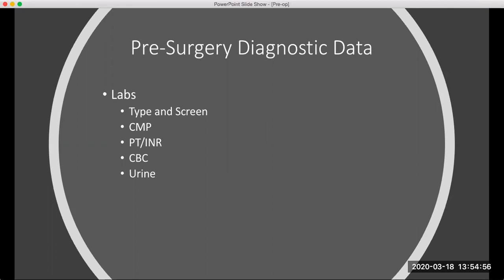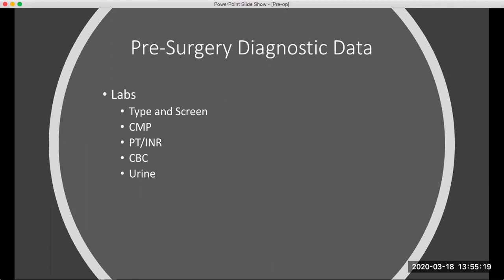Urinalysis can be done to make sure they don't have a urinary tract infection. We might do an HCG on a urine, or that's a pregnancy test. Any female that has not had a hysterectomy or hasn't gone through menopause pretty much gets a pregnancy test. So yeah, different diagnostic data that we're going to get on our patient.